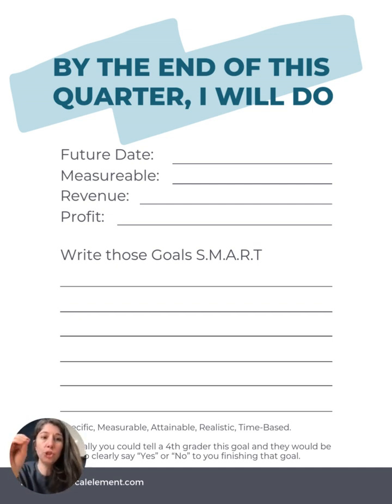Then you're going to put what you want your revenue to be. Now, you could do this on sales volume or you could do this on income. For you, that's up to you. And then your profit measure right there. And so those are going to be the numbers of things that you're keeping track of.